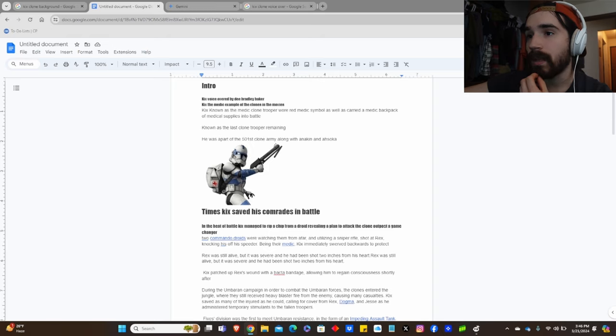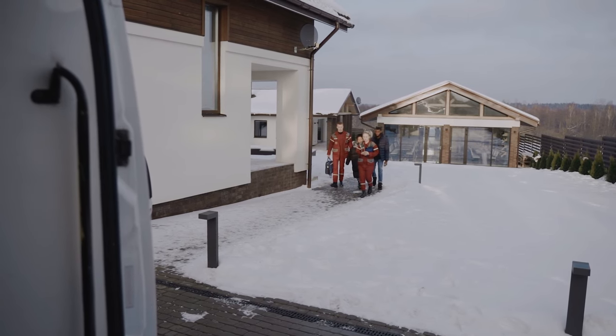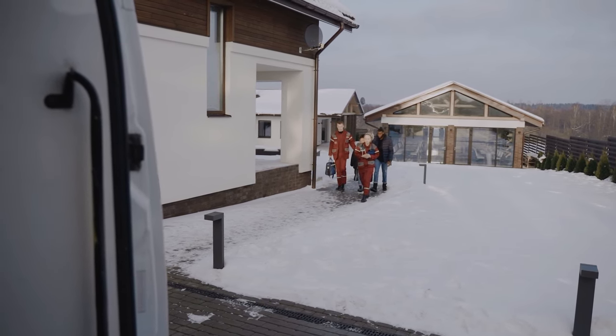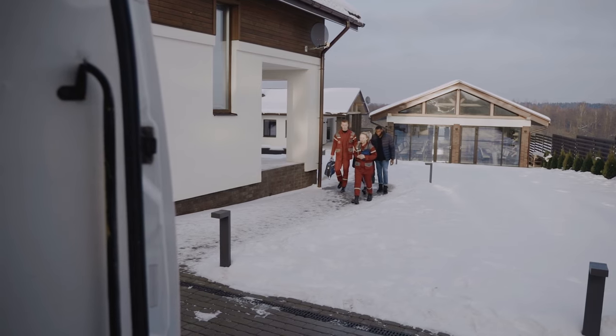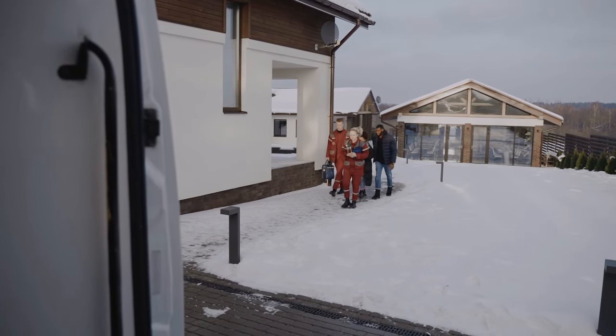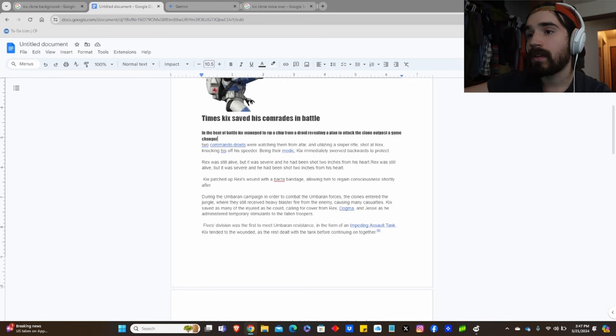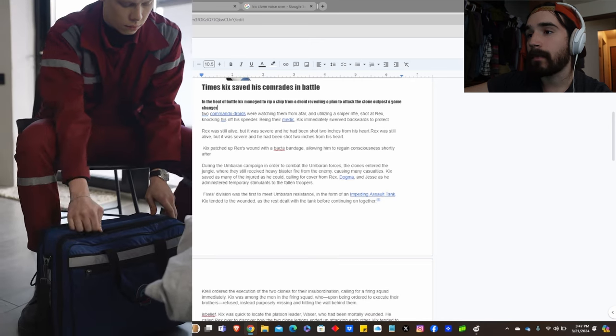So that's his bag, a medic bag with medical supplies, along with the Red Cross, as you see, the clone uniform and blaster. So, examples of him saving his comrades. He managed to rip a chip from the droid, revealing a plan to attack a clone outpost. A game changer once finding that.